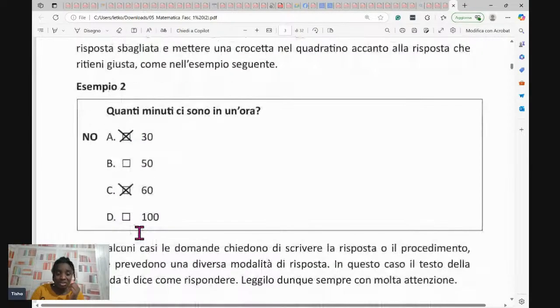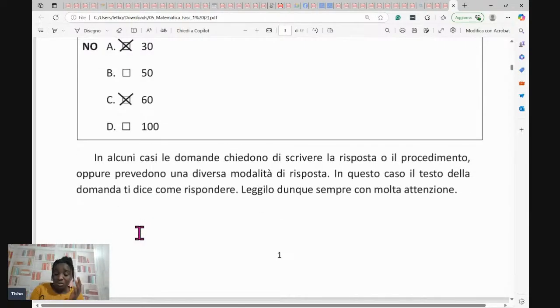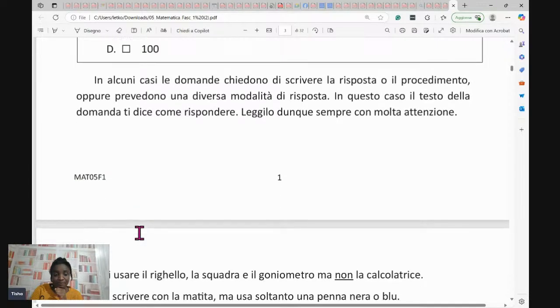correct answer and continue. For some of the questions, you don't have options to choose from. You'll be asked to write the correct answer. So in this case, you need to pay attention, read the instructions carefully, and answer accordingly.